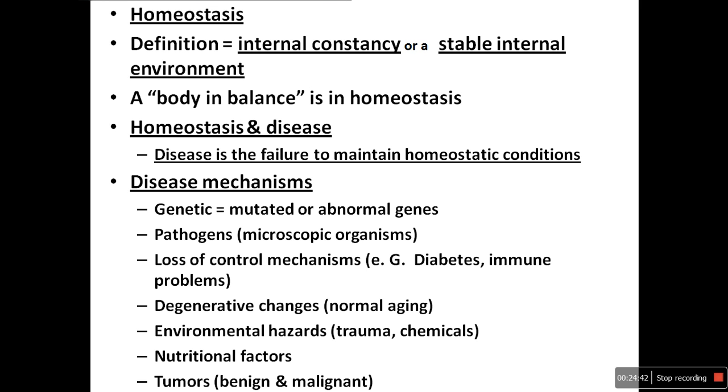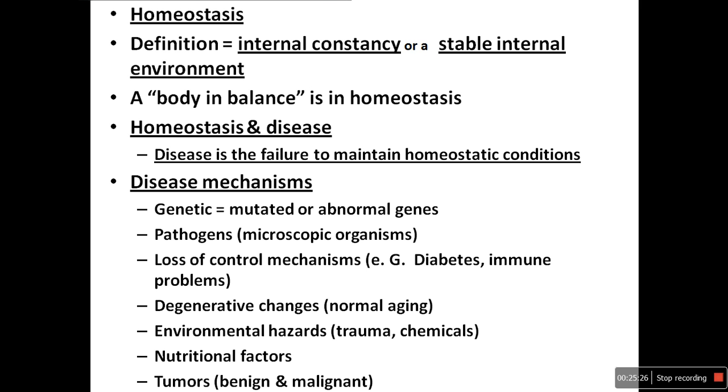A disease can be genetic, as we know. For example, sickle cell anemia is genetic, and so is Down syndrome. This genetic disease is about mutant or abnormal genes. Then there are pathogens, the microscopic organisms, or microbes, that can cause damage.